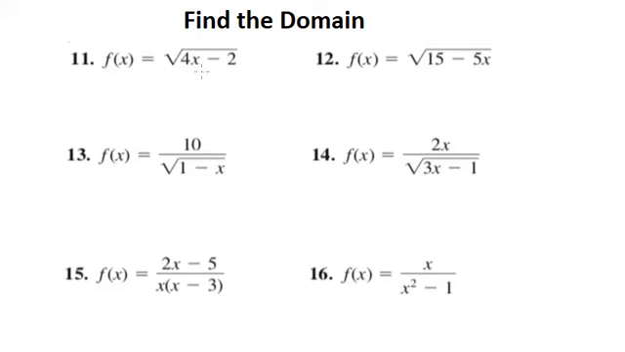About the first one, we know that inside the square root, this should be greater than or equal to 0. So the domain of this one is 4x minus 2 is greater than or equal to 0. We put 2 to the right, and then we divide both sides by 4, and we get x is greater than or equal to 1/2. And this is the answer for the question. Similar for this one.